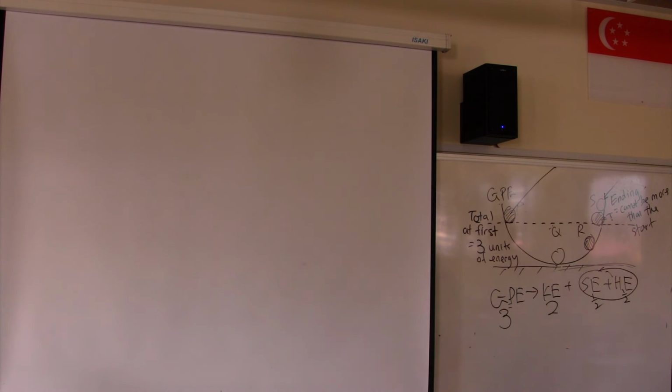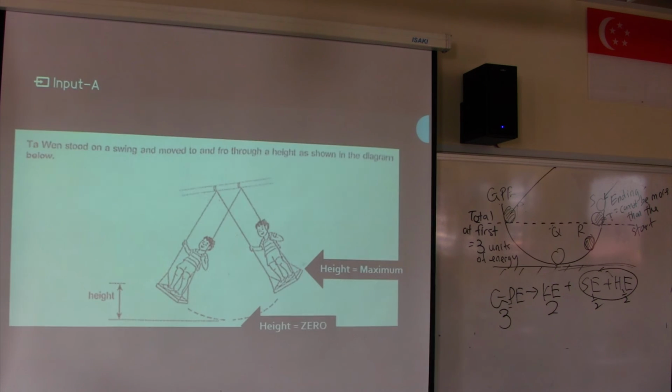Next one, question 7. Can you write down these words at these two points? This is the maximum height. This here, height is equal to 0. Right, can you write these two things down?